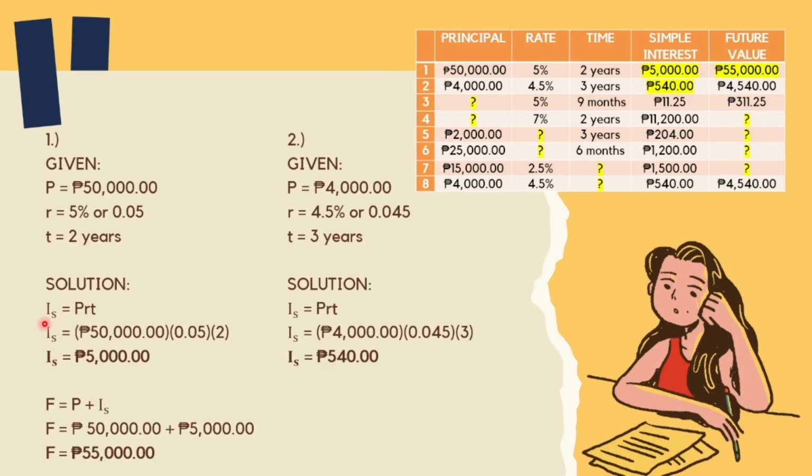First, let's solve for the simple interest. The formula for simple interest again is principal times rate times time, so we have here P times R times T. All you have to do is substitute the given values: the principal, 50,000, times the rate of 0.05 and the time of 2. Once you plug that in and calculate it, you'll get an answer of 5,000. Don't forget to put the monetary symbol here. For this one, we're using the peso symbol.